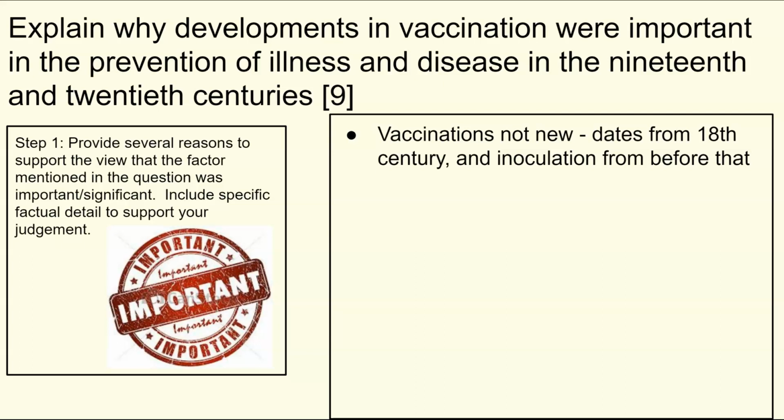So your introductory sentences to this paragraph could state that you understand that vaccinations are not new. They date from the 18th century and inoculations were from before that. You could even indicate that you know the difference between inoculation and a vaccination by providing the definitions. I don't want you to spend too long on this, but a simple statement that sets the scene that you understand that vaccinations are not new to this time period provides that historical context.